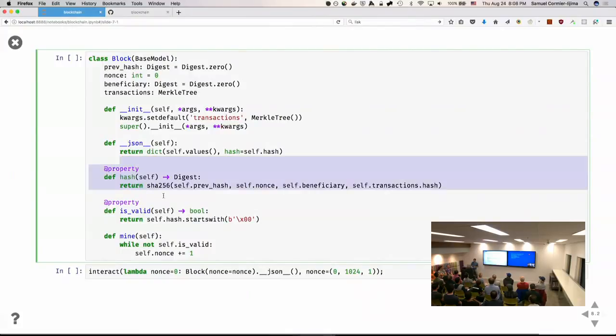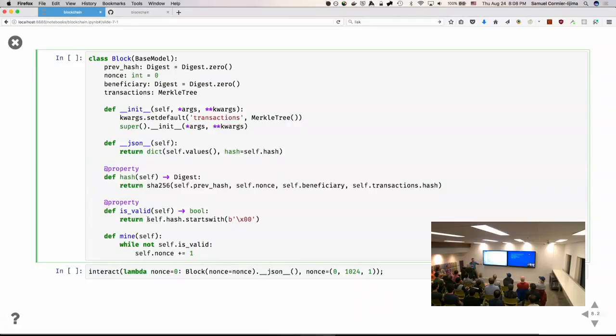So the hash here takes all of the elements: the previous hash, the nonce, the beneficiary, and the transactions list, and hashes all of those. To determine whether or not a block is valid, we'll just check that it starts with these two zeros.